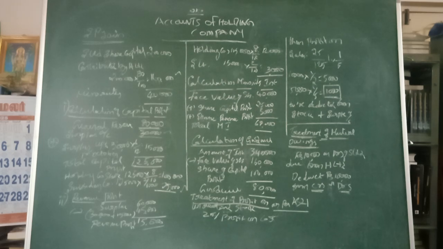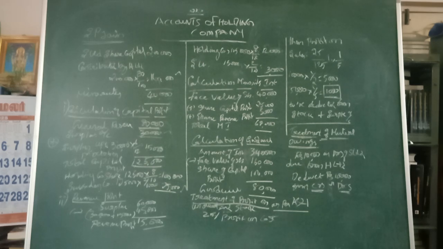So you know very well, the holding company's profit and loss, that is the surplus, then the revenue profit share that you are taking, along with that you should deduct this 1,000 rupees from that profit. So these two things are the most important aspects in accounts of holding companies. Rest of the things are the same.